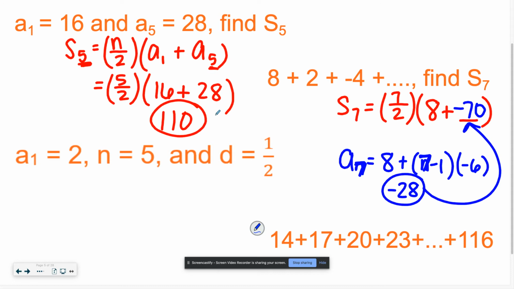Oops, I put that in the wrong spot. That's the negative 28. Your answer is negative 70.